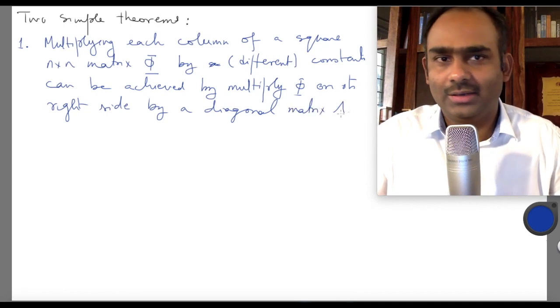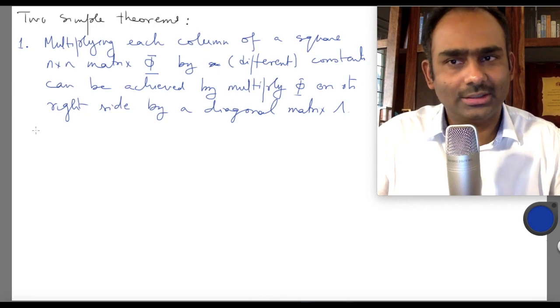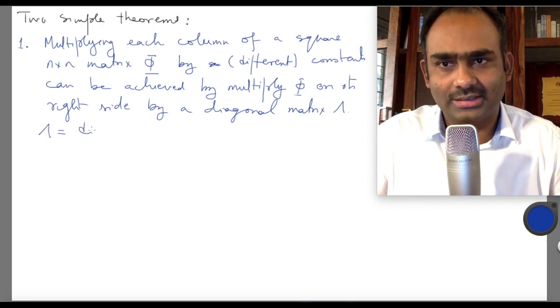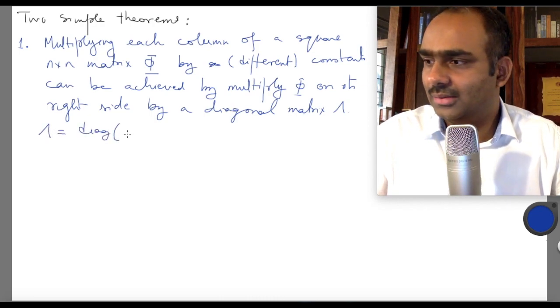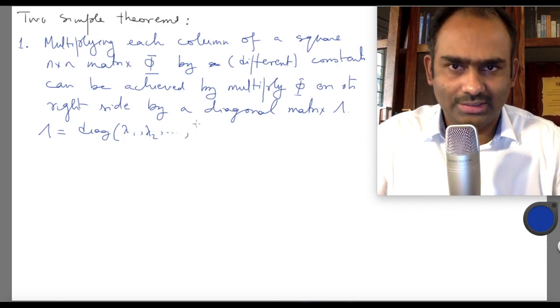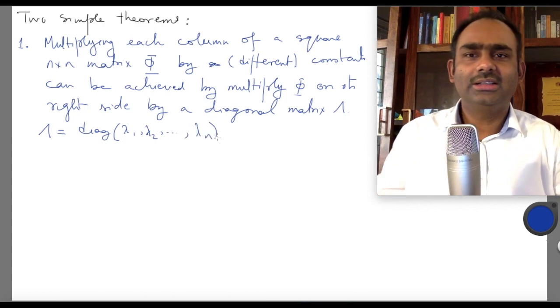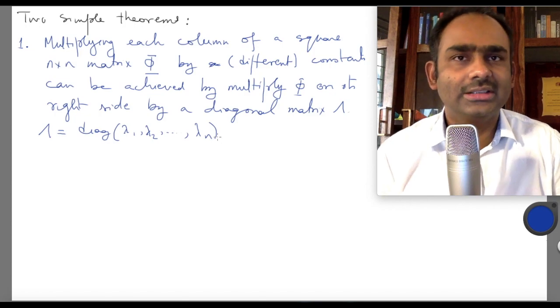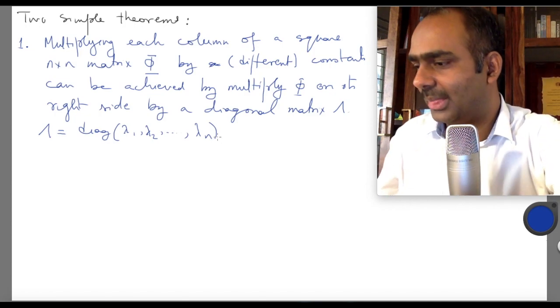Lambda. And what is that lambda? Lambda contains all the numbers which you want to multiply. So lambda is a diagonal matrix with entries lambda 1, lambda 2, and so forth, lambda n. These are the things which you want to multiply in each column.